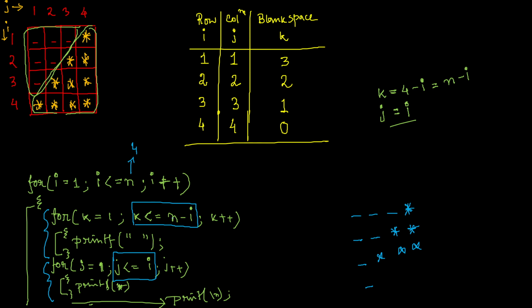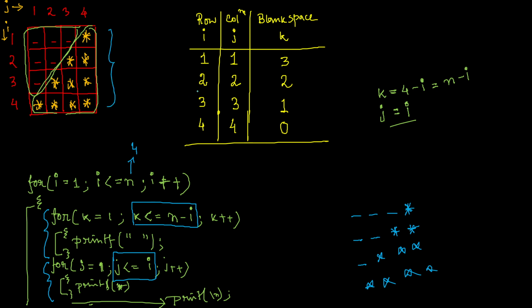And i becomes 4. Now it will come into the loop of k first, k equal to 1 and n equal to 4, i equal to 4, 4 minus 4 is 0, that means k less than equal to 0. So k is already 1, and 1 less than equal to 0 is false. That means at the very beginning it is false, so no blank space will be printed. And j equal to 1 to 4, that means 4 stars will be printed. And this is the pattern we have seen.